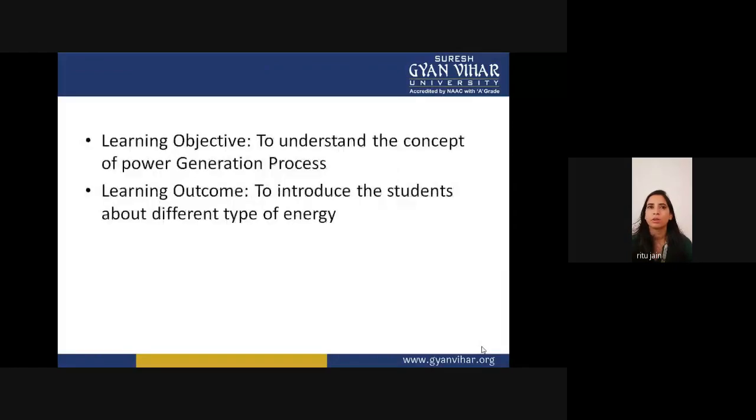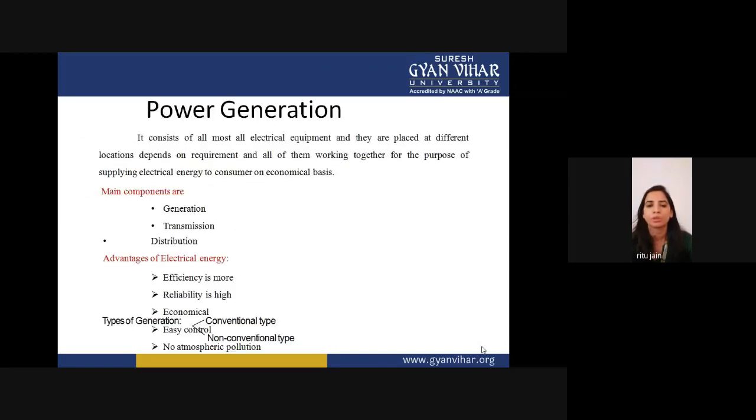The learning objective of this lecture is to understand the concept of the power generation process, which includes transmission and distribution. The learning outcome I expect from students is that the student will be able to understand the concept of this power generation process, and it includes three types of methods: generation, transmission, and distribution. So let's start with this topic.